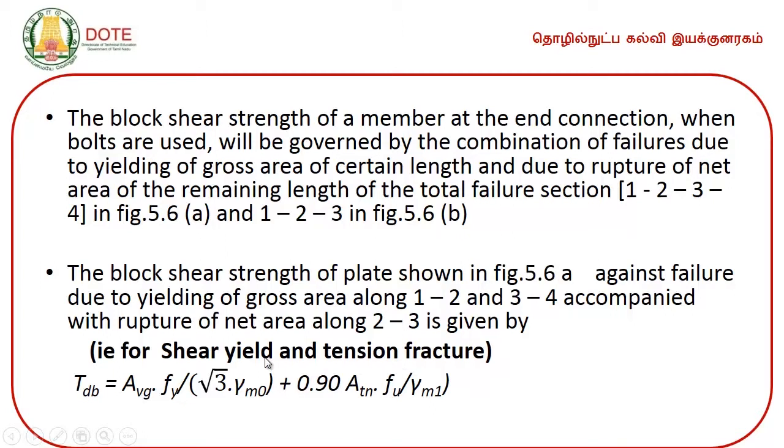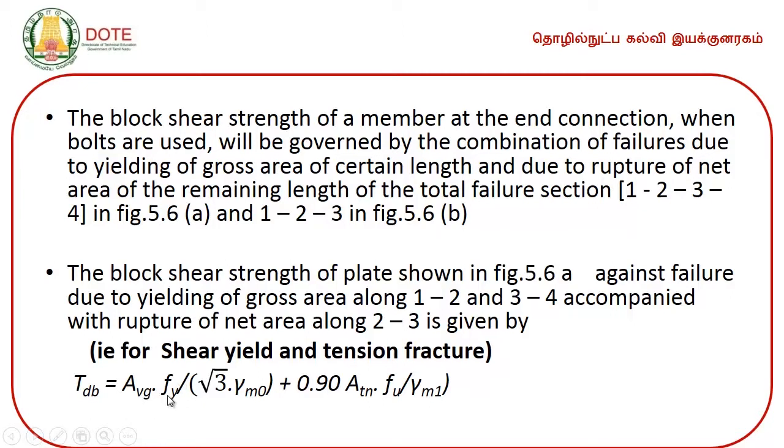Yielding is always associated with the gross area, the yield stress, and the partial safety factor for material under yield. For shear, this should be multiplied by root 3. In general, it is Fy divided by gamma m0. Since it is in shear, this partial safety factor should be multiplied by root 3, and again this is the area and this is the stress: gross area, yield stress.